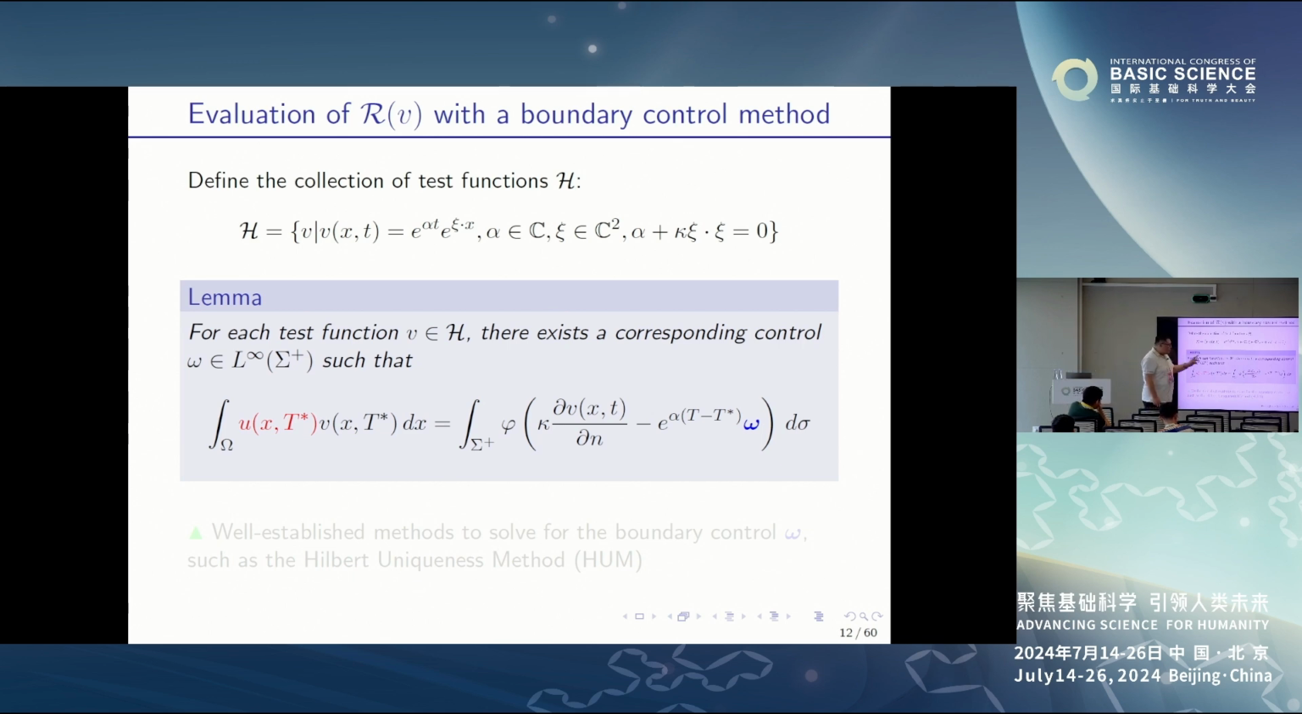For each test function V that belongs to that space, there exists a corresponding boundary control omega. Omega here is a boundary function. So there exists a corresponding boundary control omega such that this integral over the domain, with missing information here, equals a boundary integration. But the integrand is related to our measured data phi, the test function itself, the diffusion coefficient, and also our boundary control.